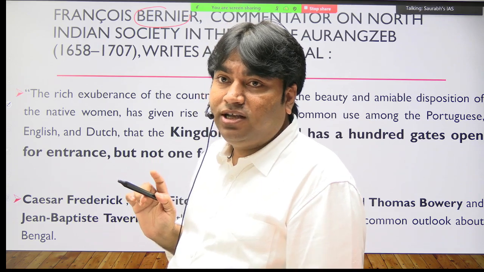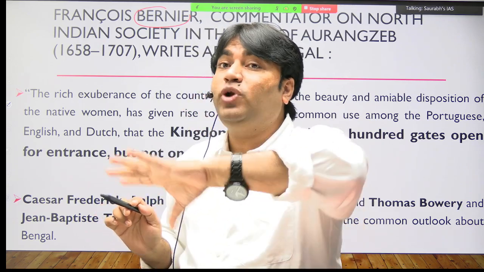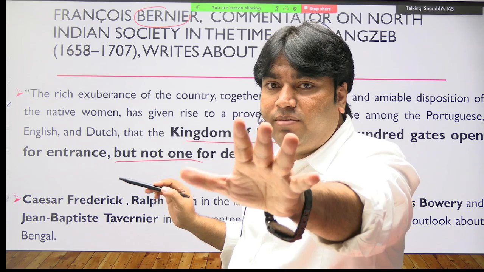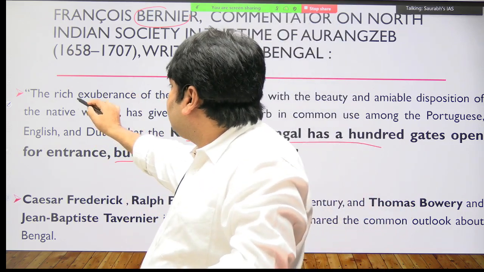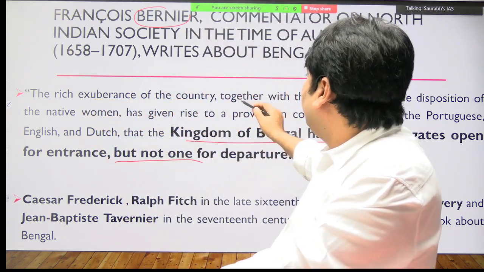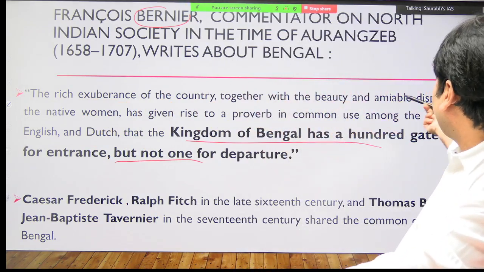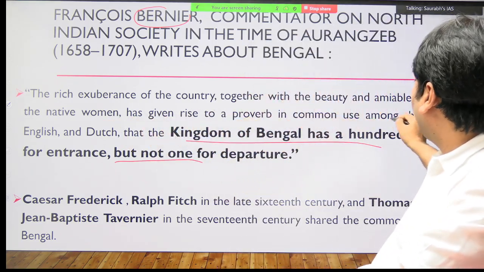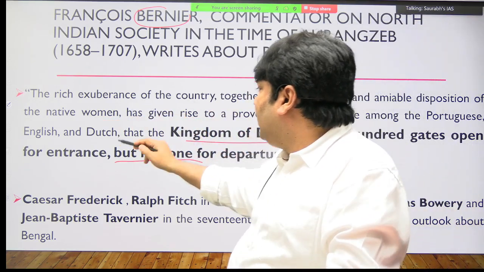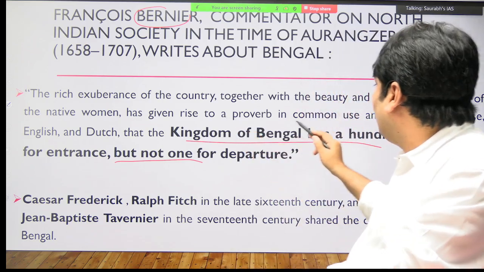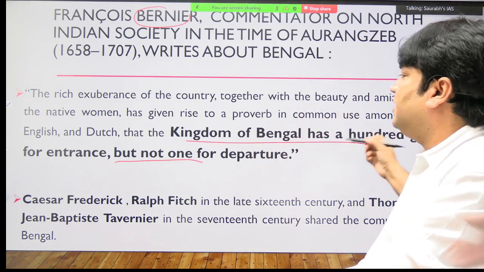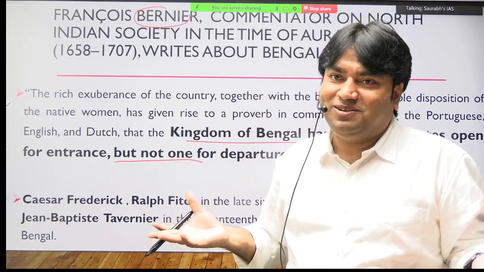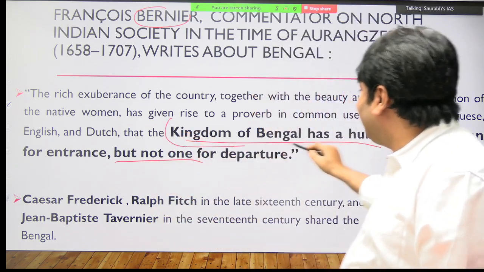So Bernier writes this. What Bernier writes? इतना important statement है, लेकिन ये पूरा statement नहीं लिखना है. You will highlight this part only. And what is the statement? I am reading it. Statement is: the rich exuberance of the country, together with the beauty and amiable disposition of the native women, has given rise to a proverb in common use among the Portuguese, English, Dutch, that the kingdom of Bengal has 100 gates open for entrance, but not one for departure. This will make the entire sense clear.